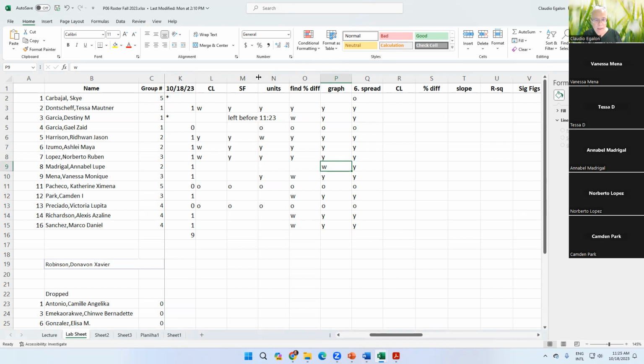Yes. Okay, you have the graph plotted. Yes, I have the graph plotted. What about the percentage difference? Yes. Okay, what about the units? As well as the units. I didn't understand. What did you finish? Yeah, the units too. Okay, sig figs. Yes. And what about the CL? The CL I didn't get. That one I'm still working on. Okay, good.